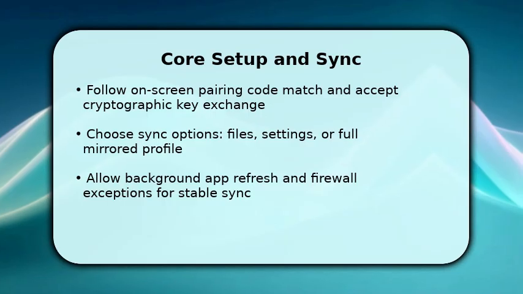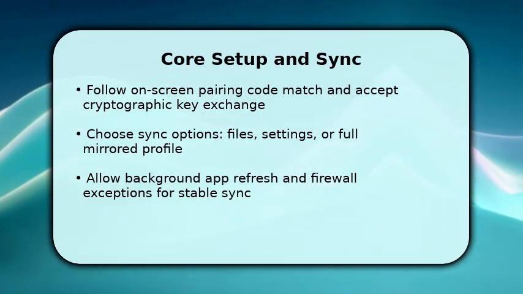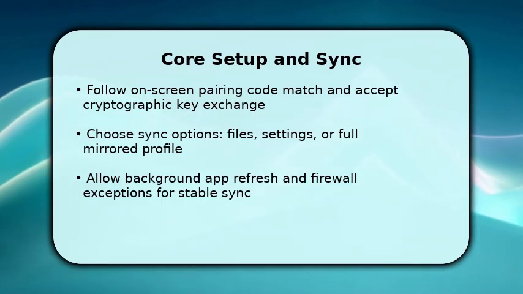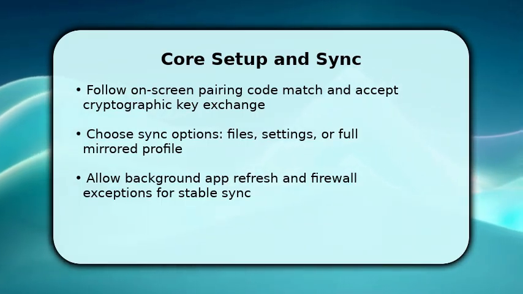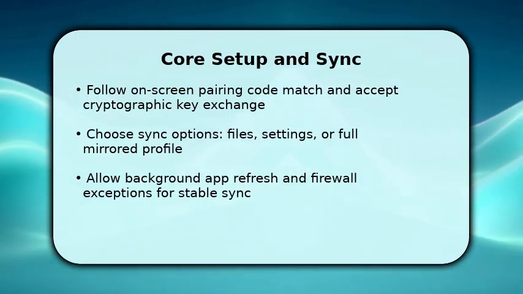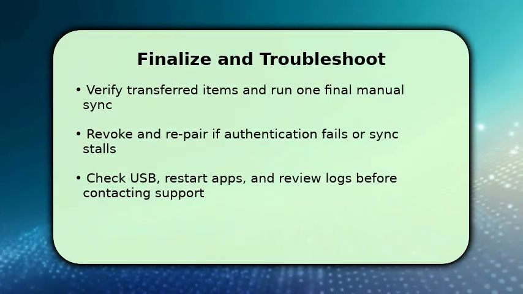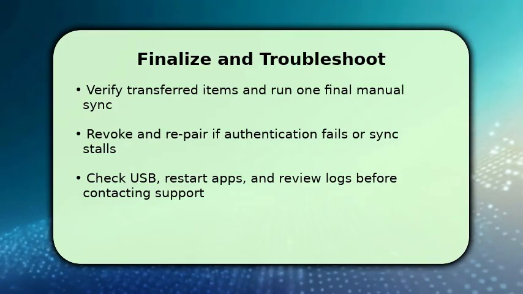Next, pick your sync profile: files only, settings, or a full mirror, because each choice alters transfer size and frequency. Make sure background refresh is enabled on iOS and that Windows Firewall allows the Companion app, otherwise transfers stall. Once configured, start an initial sync, so differences resolve and indexes build on both devices for future incremental updates. You finish by verifying transferred items and running a manual final sync.